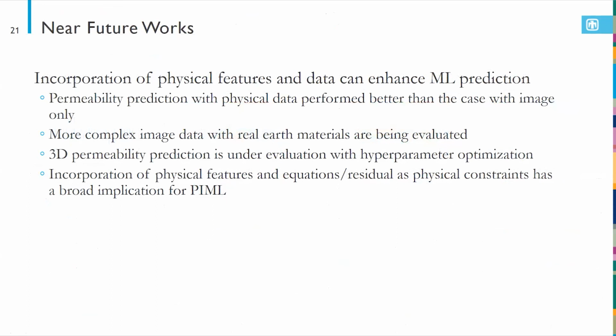So this is my last slide. I'm showing some of our ongoing work with realistic cross-media images to predict permeability. Also, we are utilizing a physics-informed neural network framework to estimate concentration and velocity fields, both for inverse modeling.